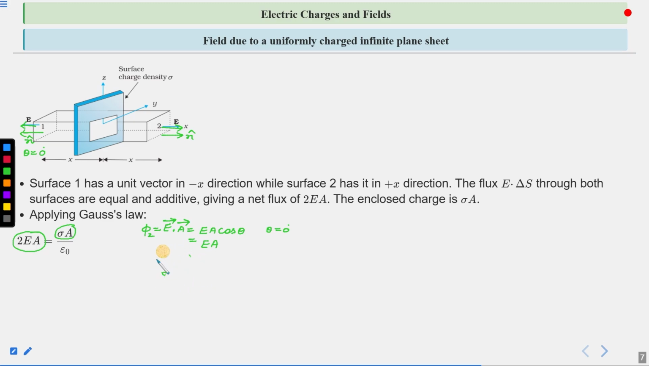Now what about the charge? Here we will calculate the charge using the surface charge density. Surface charge density sigma is equal to charge upon area. So the charge is equal to sigma into area. Now substitute the value of charge, sigma into area, divided by epsilon naught. Yes or no? So it will become this equation.